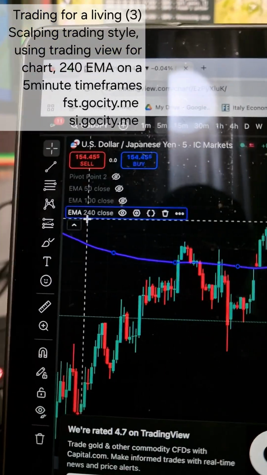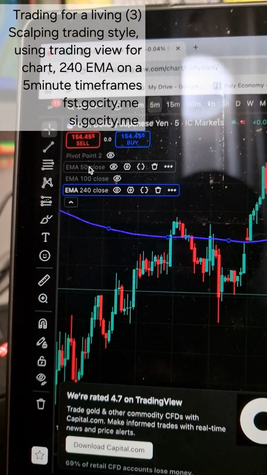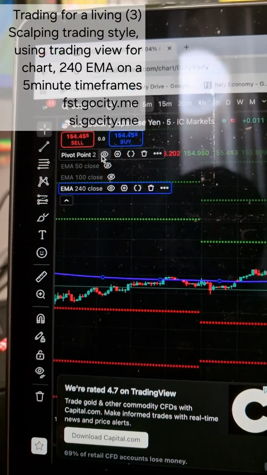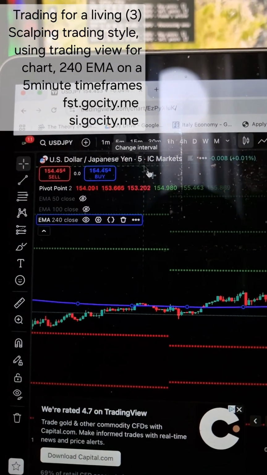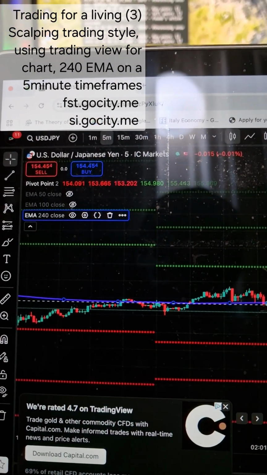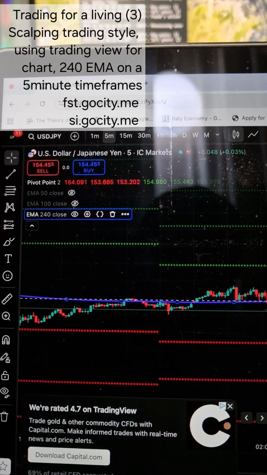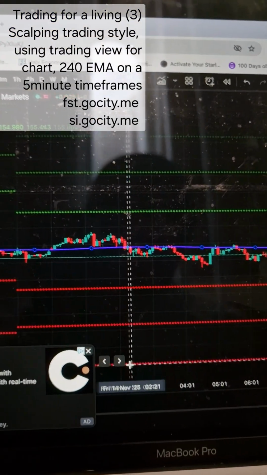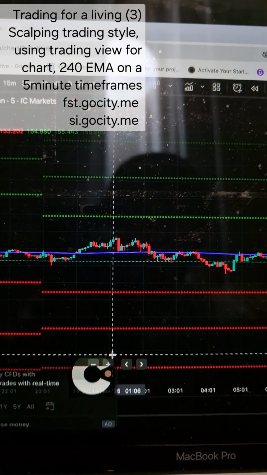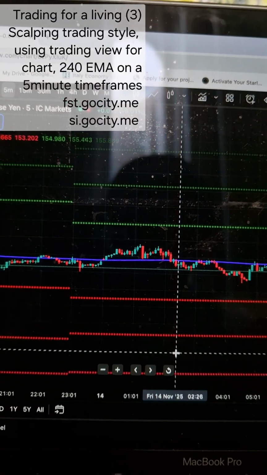With the 240 moving average set, I will activate the pivot point, and you can see, still on the 5-minute, there is a good support zone. It has a very good support zone, more than the initial.